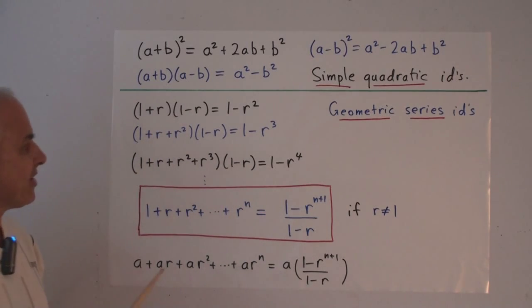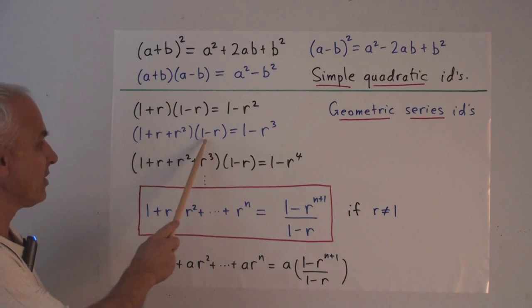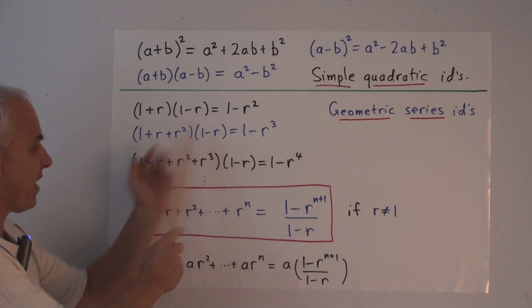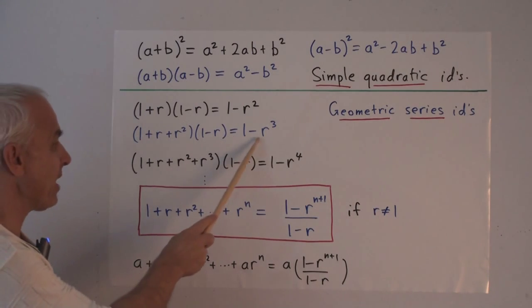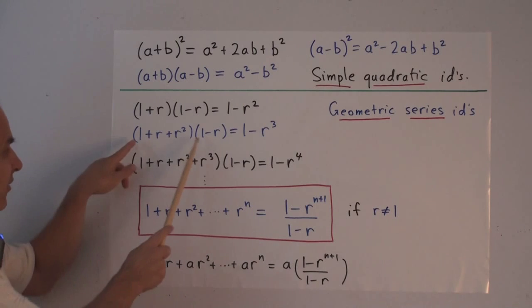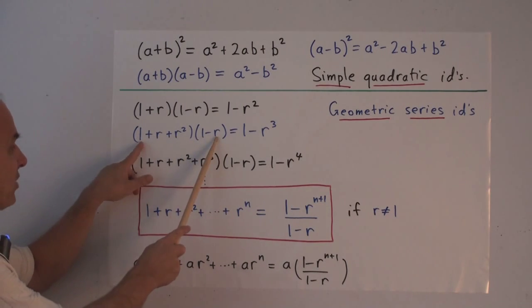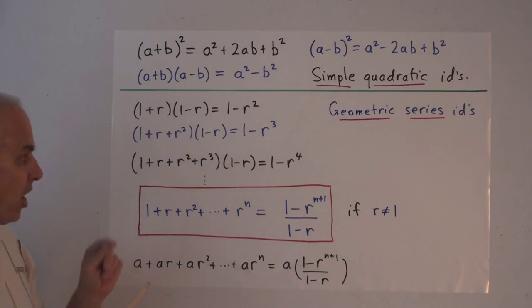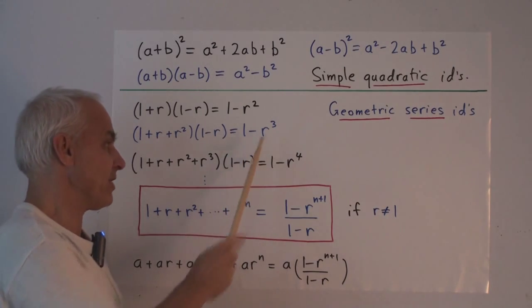A variant on this, slightly more complicated, is (1 plus r plus r squared) times (1 minus r). And it's important to verify that when you multiply this all out and collect terms, you're going to get 1 minus r cubed. Because here you have 1 plus r plus r squared, and here you have minus r minus r squared minus r cubed. So the r and the r squared terms cancel. You're just left with 1 minus r cubed.